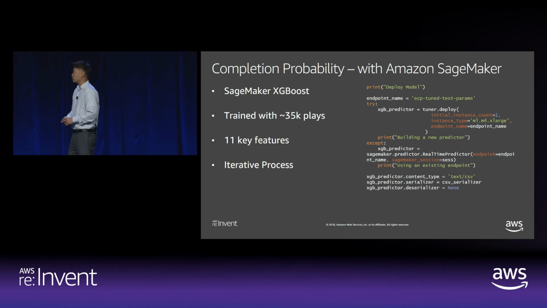We trained completion probability using 35,000 passing plays over 2 years. We ended up with 11 key features. And what we found after we trained and validated a model is that you still have to test on the 10% that the model has not seen, and you have to validate and see if the model is performing to your needs.